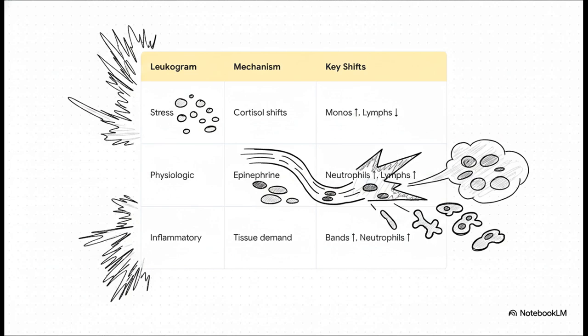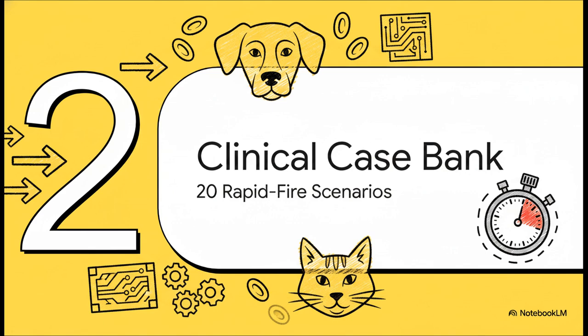Next, compare that to the physiological epinephrine leukogram. This is basically an adrenaline rush that simply washes marginated cells right off the blood vessel walls into the bloodstream, causing both neutrophils and lymphocytes to temporarily spike. And finally, the inflammatory left shift, where severe tissue demand outpaces the marrow's production line, pushing those immature band neutrophils straight into the blood. Section 2, the clinical case bank.